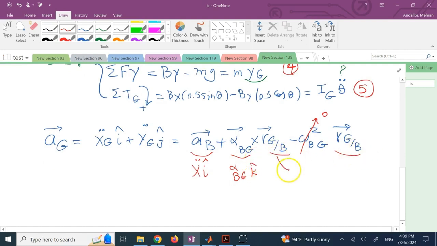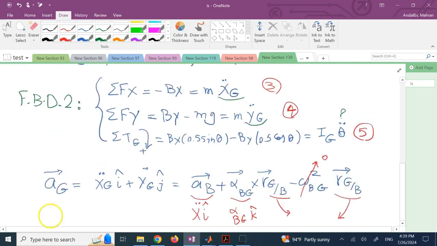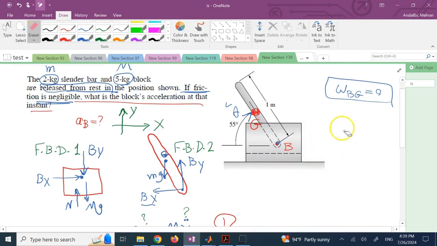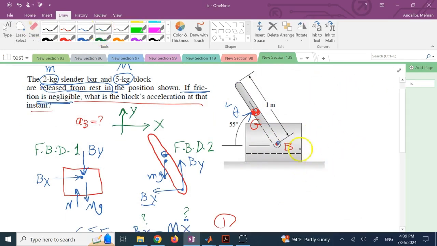And r of g with respect to b is connecting b to g. Okay, so if I want to do a little bit of cleaning, it is basically this vector here, this vector. And it has a length of 0.5. And if you look, this angle is theta, so it's going to be negative cosine theta in the i, positive sine theta in the j. And theta is 55, so we can directly write 55. Right? So let's go ahead and do it.